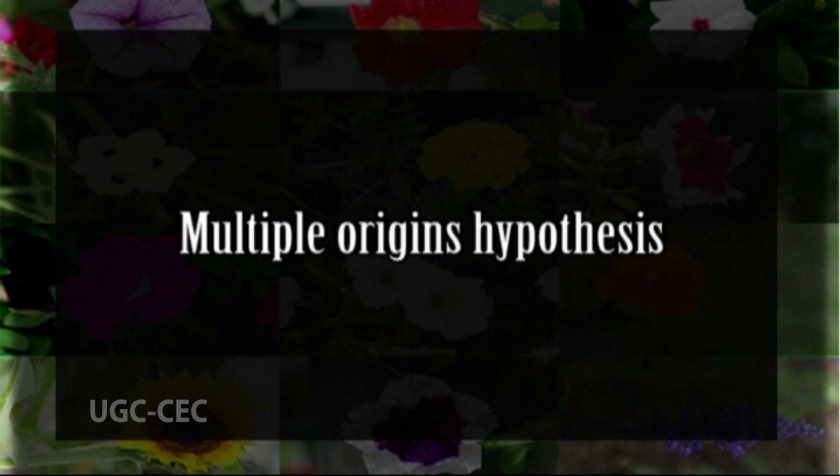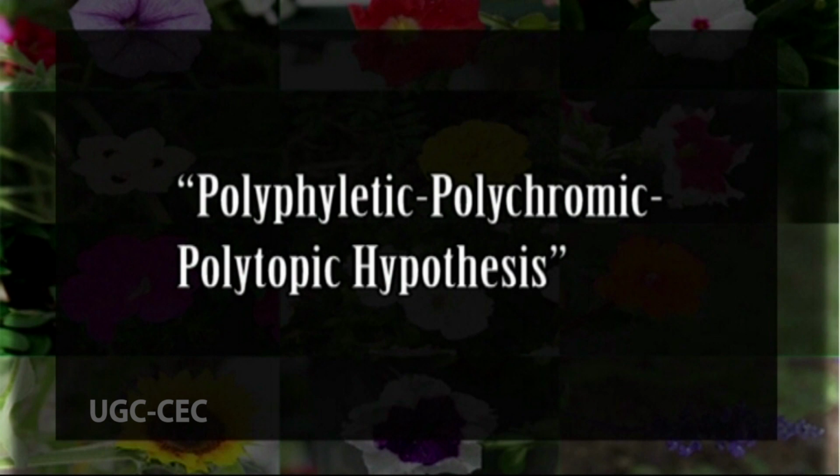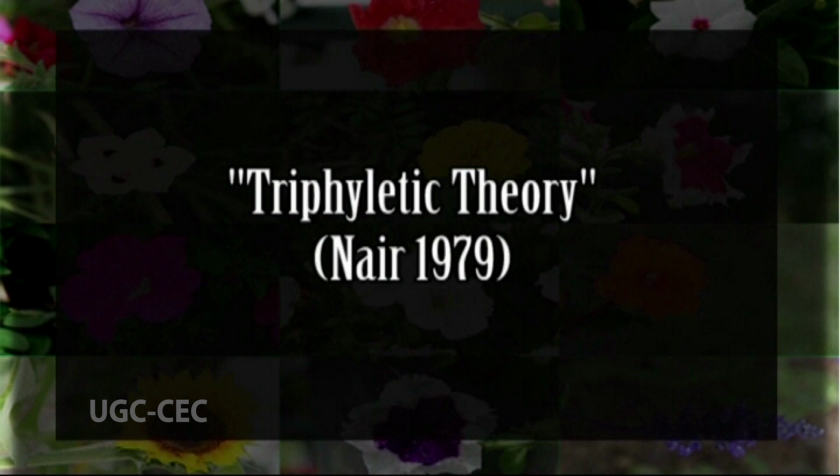Multiple origin hypothesis. According to this hypothesis, the flowering plants evolved from multiple unrelated seed plant lineages. The polyphyletic-polychronic-polytopic hypothesis and Meyen's triphyletic theory are best placed in these hypotheses.